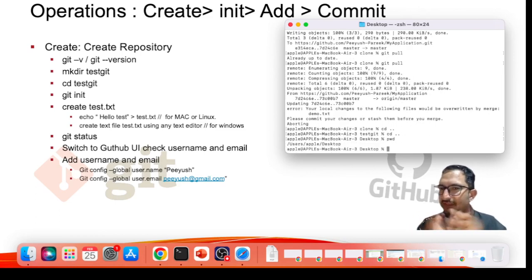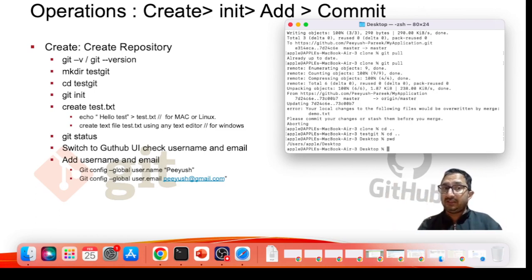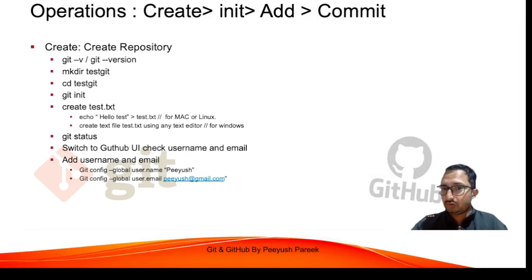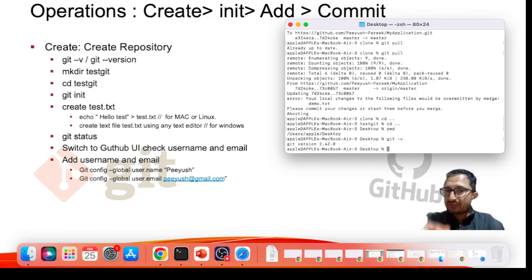First we will create one directory that will be our local repository on our system. Before that, we will check what version of git we have. How do we check that? We use the command git -v. It will tell which version of git I have. I have version 2.42.0.